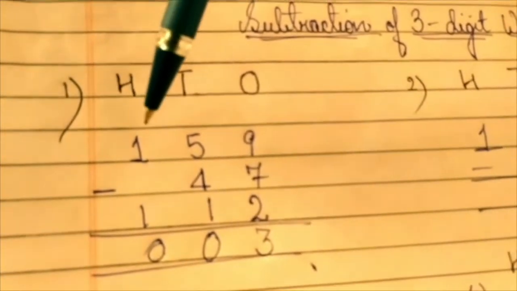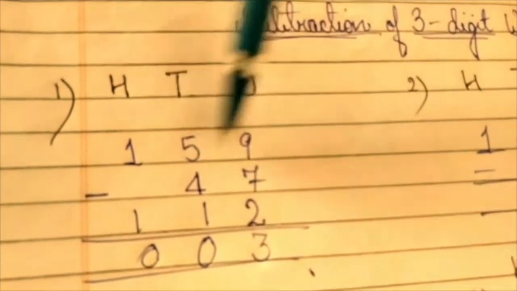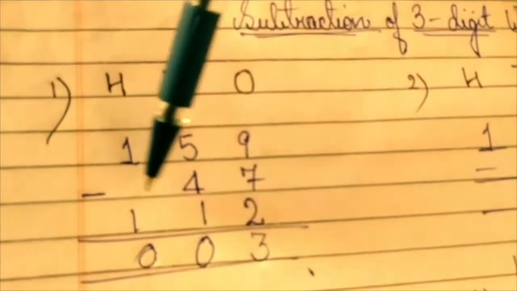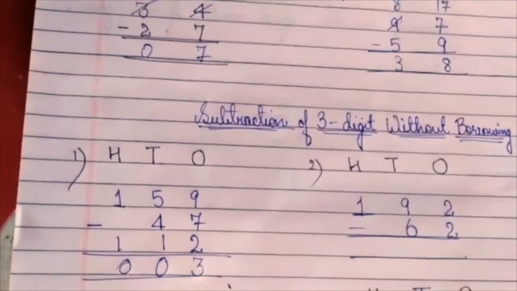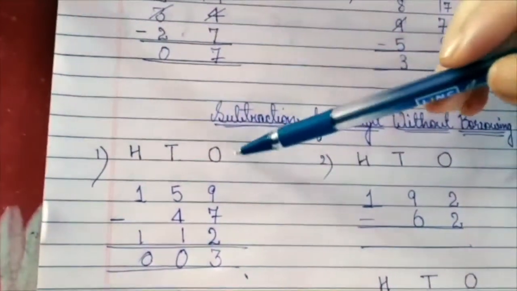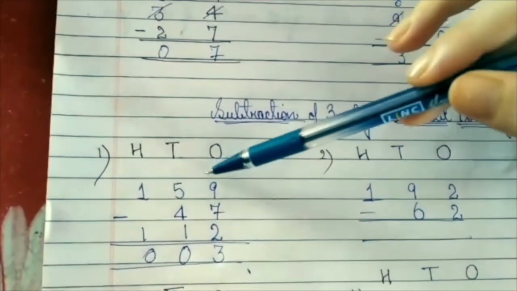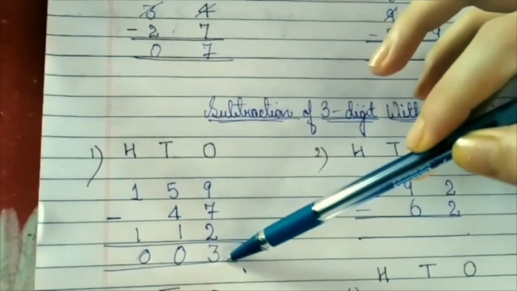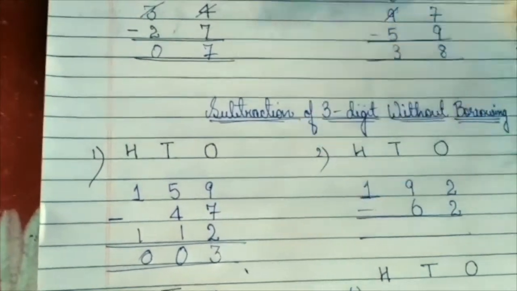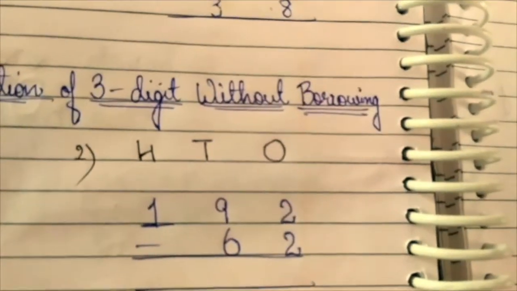So when we subtract 159 minus 47 minus 112, we get 3 as a difference. Let's take another example.